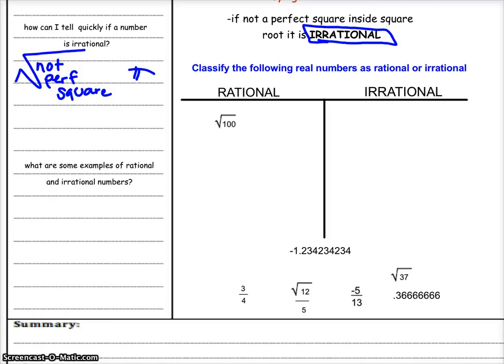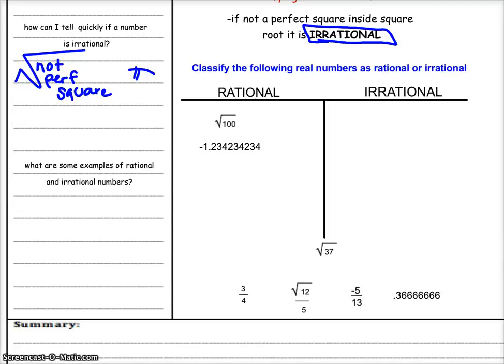This doesn't have a square or a square root sign, so is this rational or irrational? No. Rational. The only thing that's irrational is the square root of a not perfect square and pi. Everything else is rational. Even though it looks ugly, it's still rational.